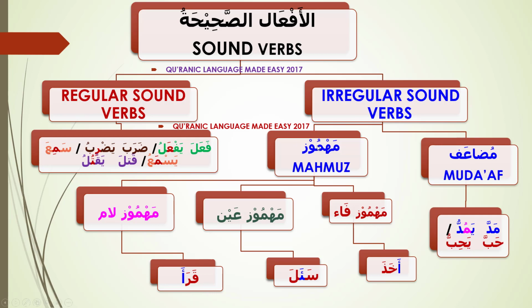There are three types of mahmuz verb. Do you remember fa'ala? The verb has three radicals. The fa radical is the first, the second radical is the ain radical, and the third radical is the lam radical. Based on that, the mahmuz is divided into three types. The first is mahmuz al-fa, where the hamza occurs in the fa radical, akhadha. Mahmuz al-ain, where the hamza occurs in the second radical, sa'ala, which means to ask. Mahmuz al-lam, where the hamza occurs in the lam radical or the third radical, qara'a, which means to read.